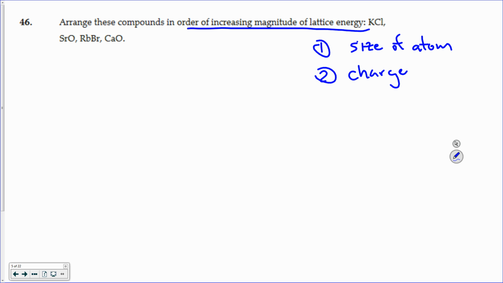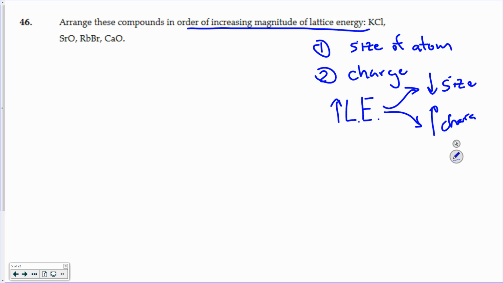So the higher the charge, the higher the lattice energy, and the smaller the atoms, the higher the lattice energy. Okay, so highest lattice energy with smallest size and with greatest charge. All right, so we've got 4 things here that we want to put in order of increasing lattice energy.